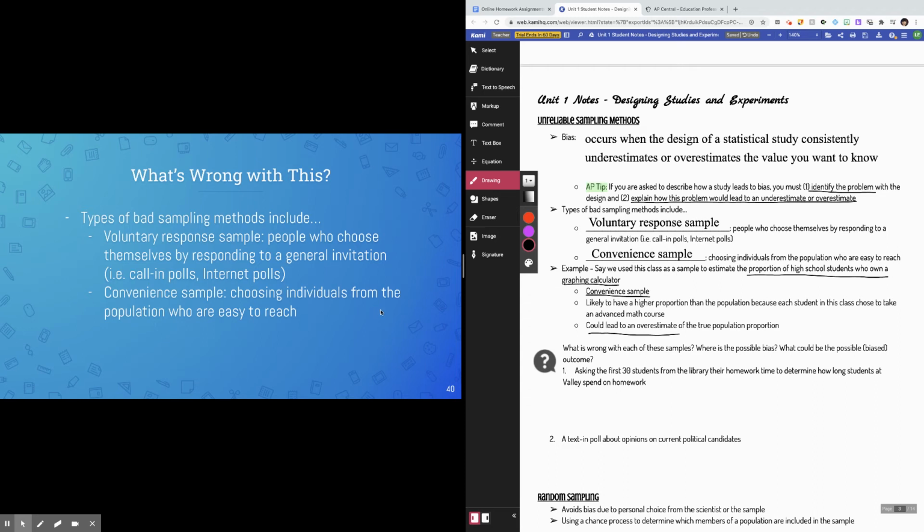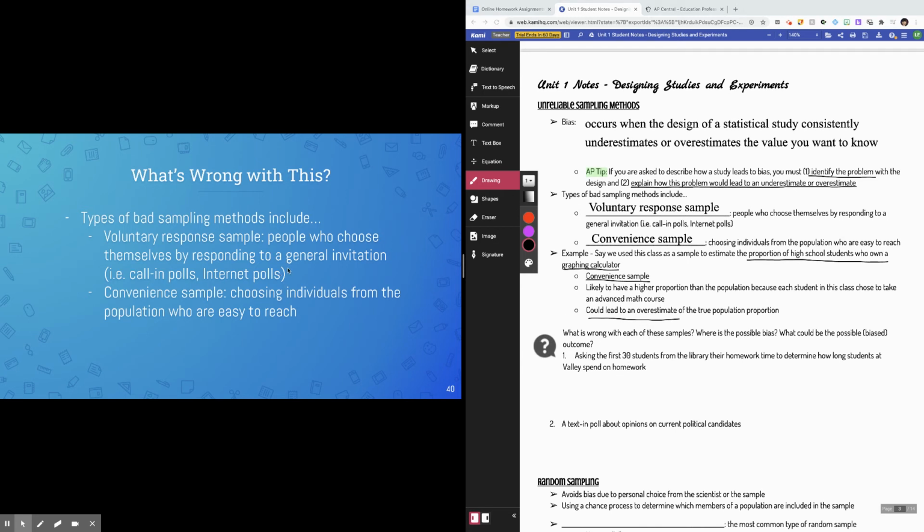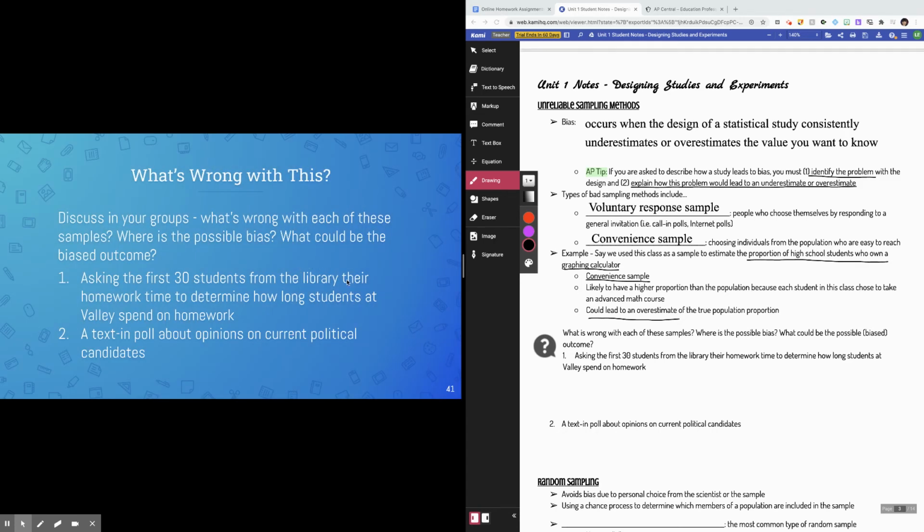So you end up with not necessarily a bias, but it's a bad sampling method, right? Which leads to, well, I guess it is a bias, right? It leads to an issue with our data, right? And pulls us farther away from what's actually true, okay? So let's figure out what's wrong with each of these, okay?